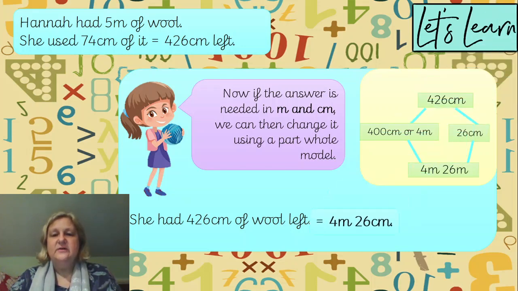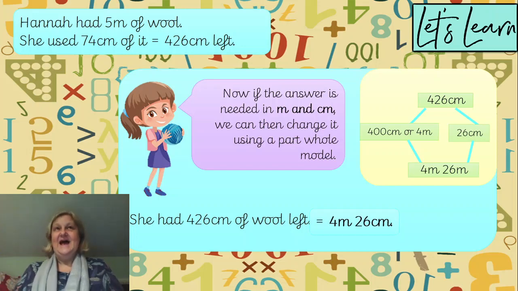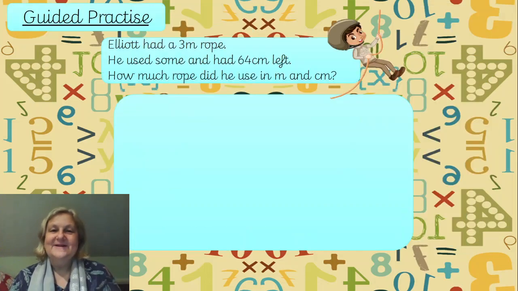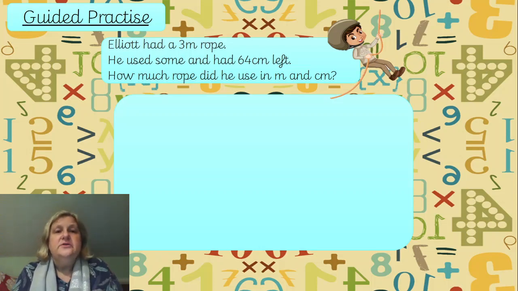So that would be our final answer if the fussy person had told us to put it back into meters and centimetres, how they want their answer. Okay, guided practice now. You can write these into your book. Elliot had a 3 meter rope. Pause your video if you need to and write it down, or rewind. That's the beauty of videos, you can rewind if you haven't quite got it. So 3 meters of rope.